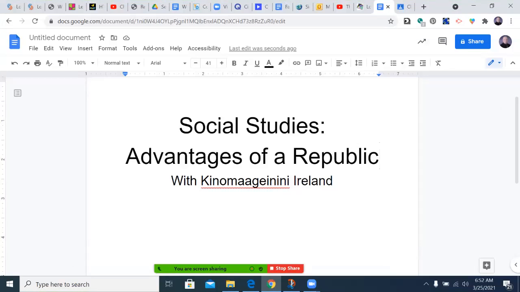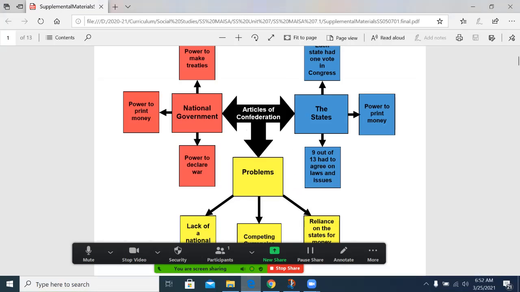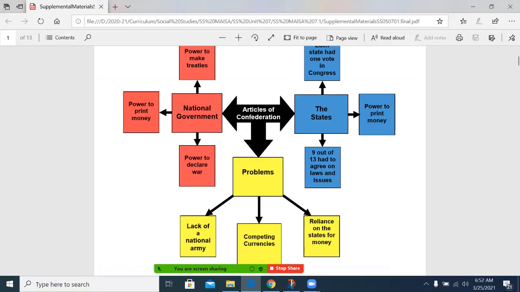Today's episode: Advantages of a Republic. We can't discuss the American Republic without, again, reviewing the Articles of Confederation.